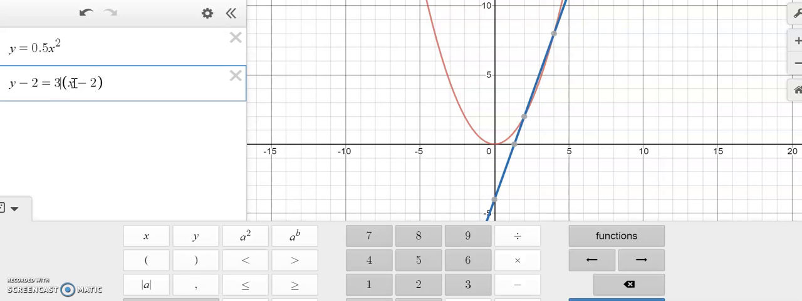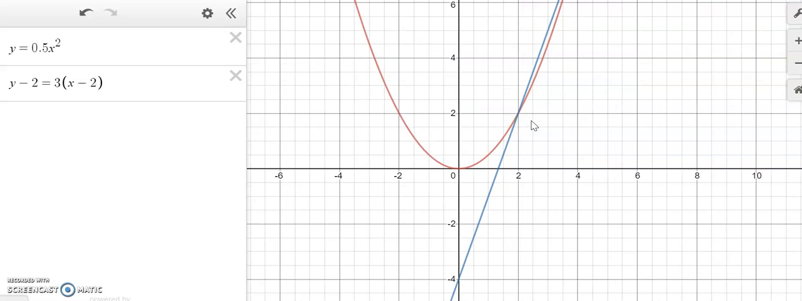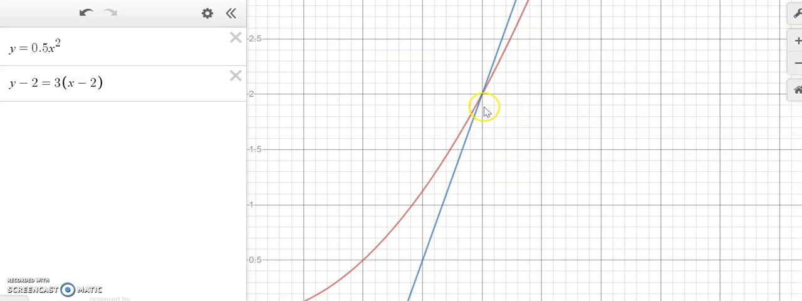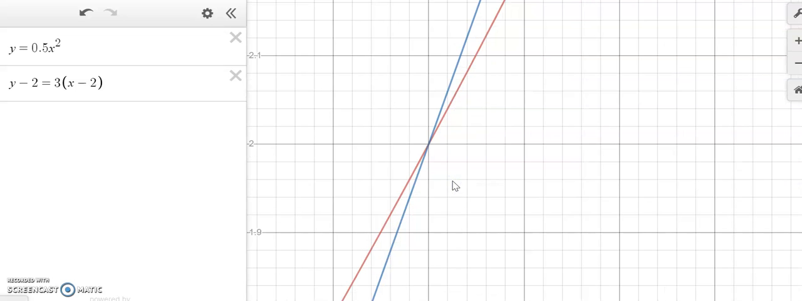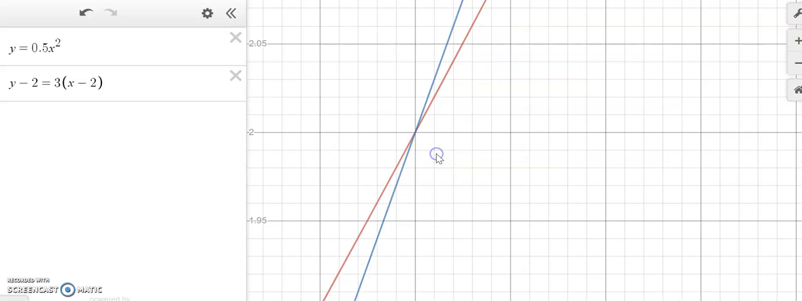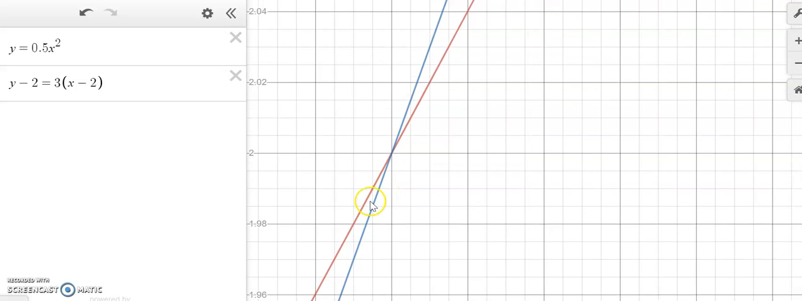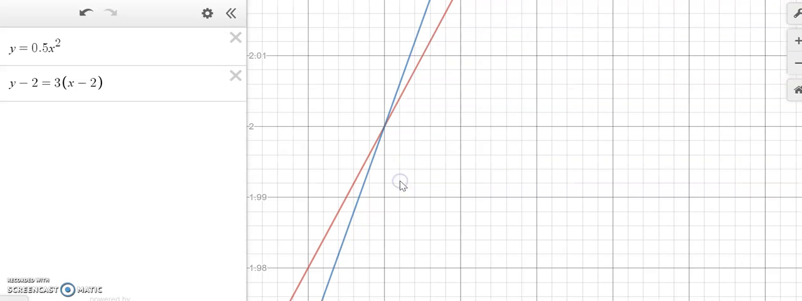What happens if I had a slope of 3? Now that looks pretty close, but that doesn't look like a tangent line. That looks like it's crossing the graph at 2 points. Well, if I zoom in, does it ever look like that blue line and the red curve start touching? No, they don't, right? There's always that gap. No matter how much I zoom in, I always see that gap.